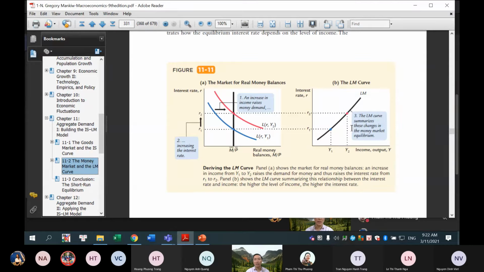When the price goes down, the interest rate should be lower than before, given the income Y1. So the new interest rate should be here, R3, for example. It means that the whole NM curve shifts downward. That is the second factor shifting the NM curve to the right.